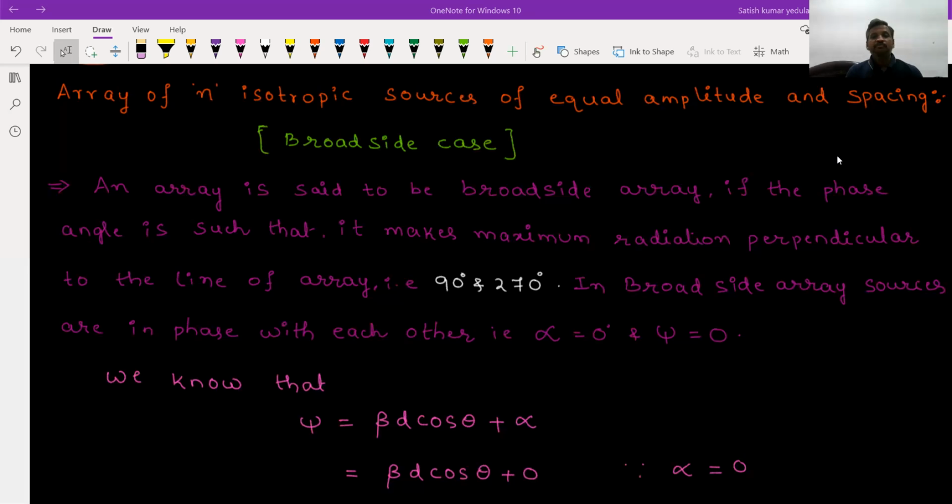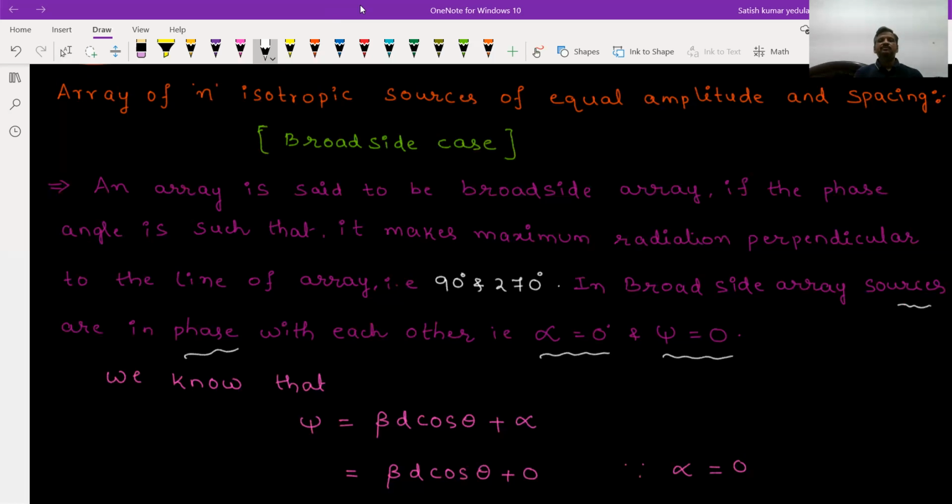This is what we are going to call the analysis of n isotropic point sources of the broadside array case. First thing, in the broadside array case, the sources are in phase. This is what I said already. Sources in phase means the phase difference between them is zero. This alpha is the extra phase difference, which is always equal to zero. And for the maximum radiation, we will consider psi also equal to zero. I said psi is the general phase difference between the two element array, but for the n element array, we will consider that psi is also equal to zero.